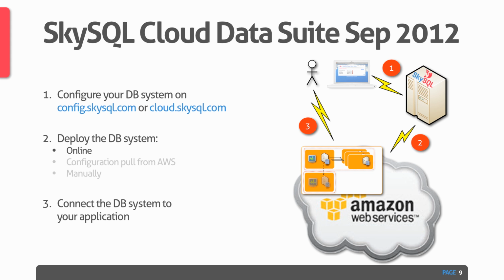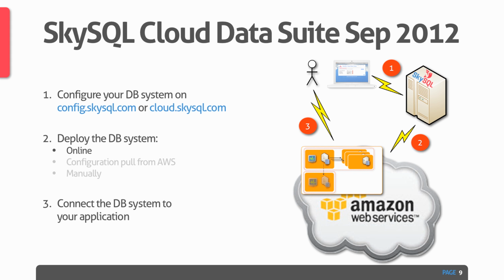The way the Cloud Data Suite is deployed, as you can see from the diagram on the right, is from your browser, you connect to config.skysql.com or cloud.skysql.com. You hit one of our servers at SkySQL, and through these servers you can configure your environment, and the deployment will happen online. There will be other solutions in the future, but for the moment everything is automatic directly to the DB systems close to your application. So the deployment will be in your account on Amazon Web Services, or if you want to try SkySQL Cloud Data Suite on our accounts, of course you are free to do so with a limited time.